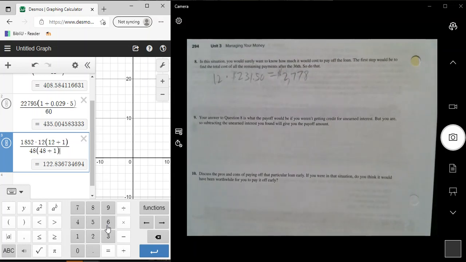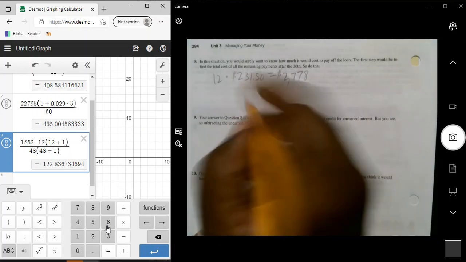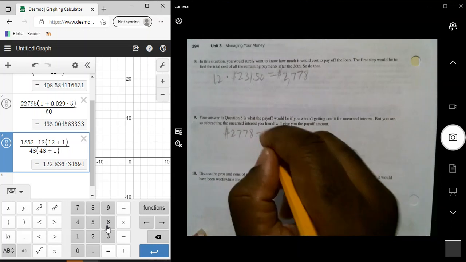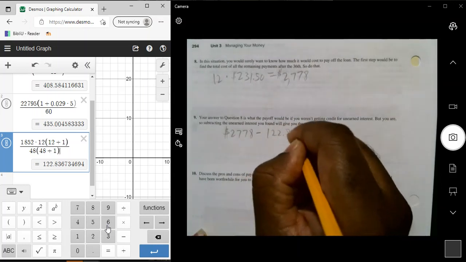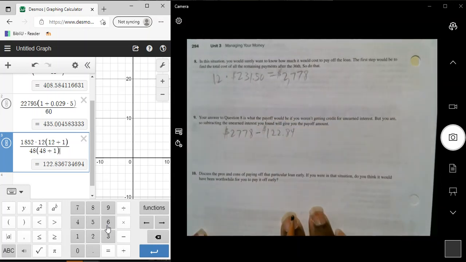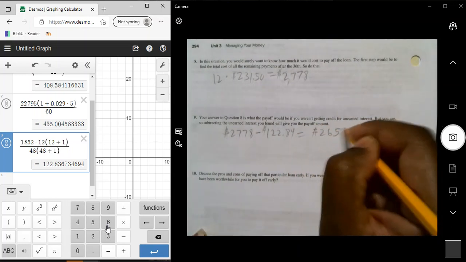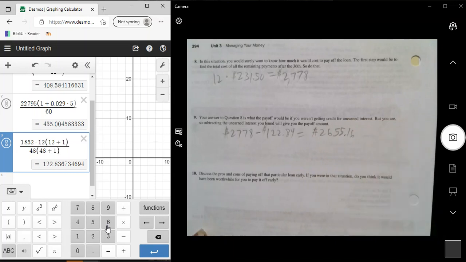Number 9, your answer to question 8 is what the payoff would be if you weren't getting credit for unearned interest, but you are. So subtracting the unearned interest you found will give you the payoff amount. So you would take this $2,778 and subtract off the $122.84 of unearned interest that you would save. And that will give you $2,655.16. That would be the payoff amount.